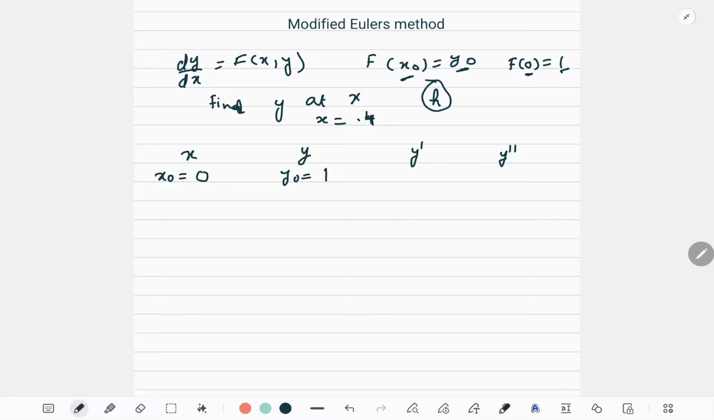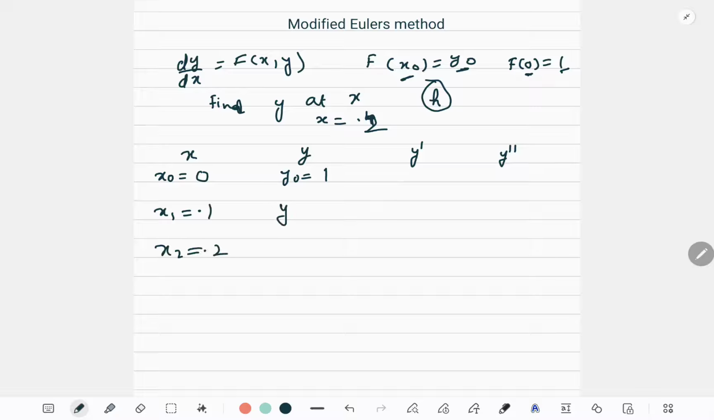Now suppose it is a 5 marker question. In that case you can take h is equal to 0.4 only. Or you take 0.2, better. Okay, suppose it is 0.2. I have to find the answer at 0.2. So now how can I go from 0 to 0.2? See, one method is I can do x1 is equal to 0.1, x2 is equal to 0.2.